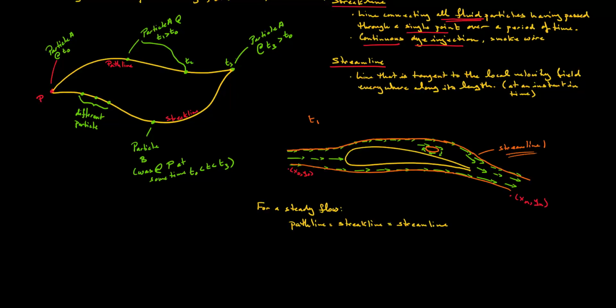And again, a steady flow is one that is not changing in time. So if we're looking at this airfoil flow over here, then the velocity vectors are always going to be in this same configuration at all times. Okay, that would be a steady flow. And so you can imagine if we were to be introducing a dye at this point over here, then a path line would just follow the streamline as it evolves through time and space.